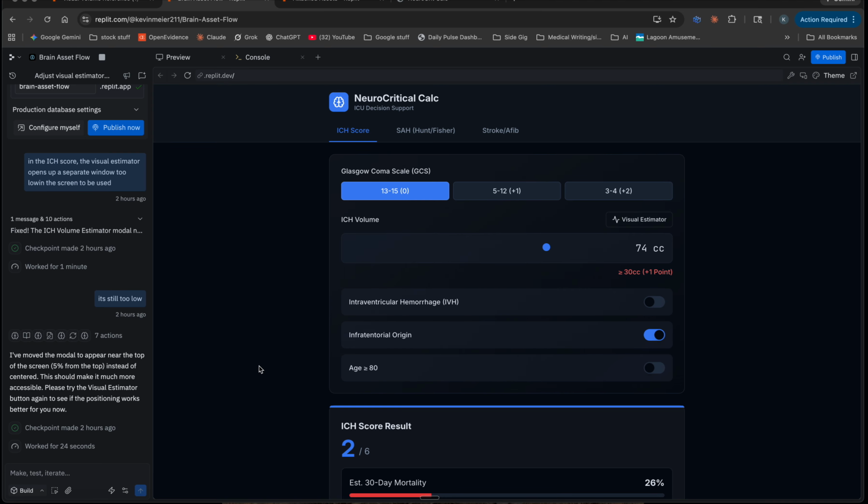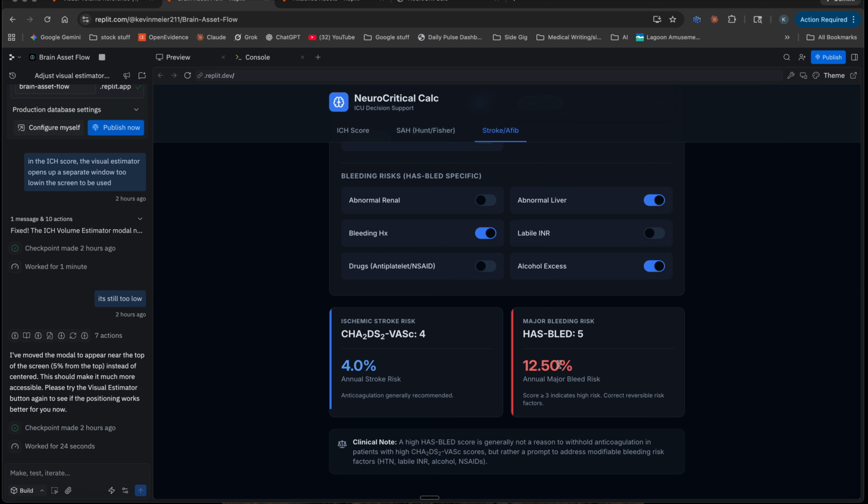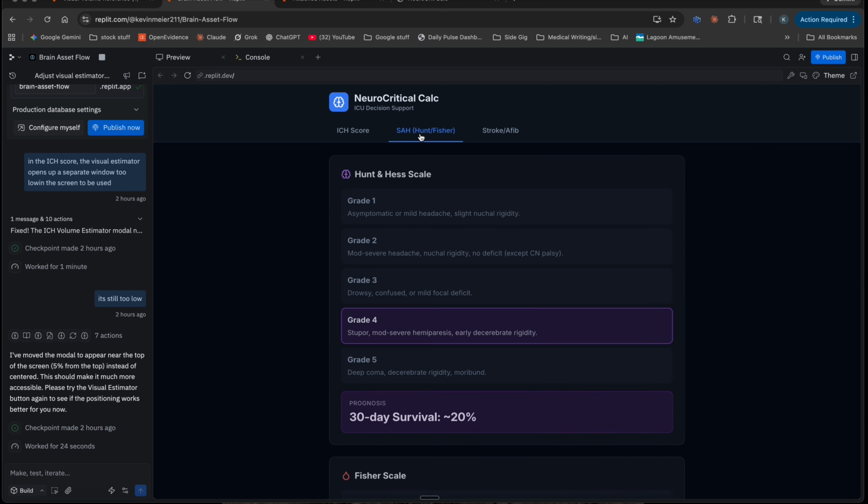Gemini next, looks pretty good, has a cute little brain up there. For the stroke, here we have a good comparison. I mean, the CHA2DS2-VASc and HAS-BLED scores are next to each other, which I really like. Kind of a note that the HAS-BLED score is more of a reason to address risk factors. But something notable was missing on the stroke section, and that's the stroke scale. I think that's a pretty big omission.